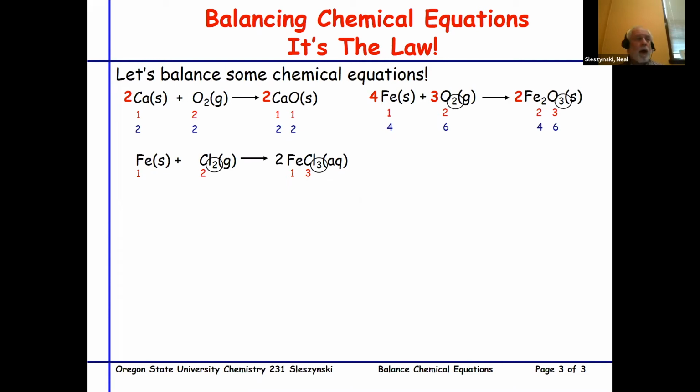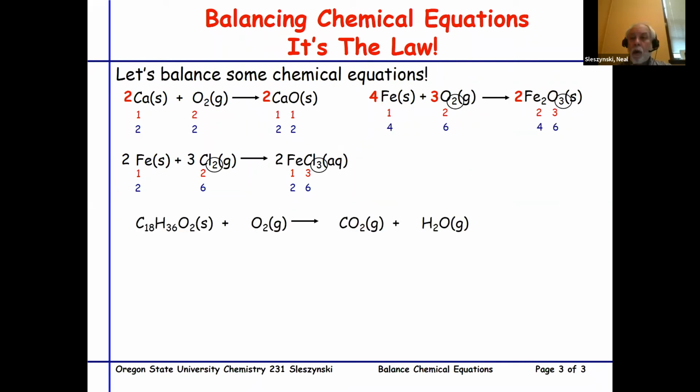So I'm going to multiply my products by a stoichiometric coefficient of 2. That will give me 2 irons and 6 chlorines. I'm going to then multiply my iron reactant by 2 to give me 2 iron atoms. And then finally, if I need 6 chlorine atoms and they come in units of 2, Cl2, I'm going to have to multiply my chlorine gas by 3. That will give me 6 chlorine atoms total. And now I have a balanced chemical equation.